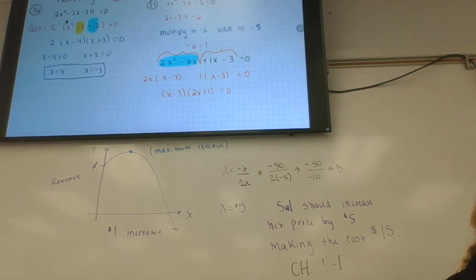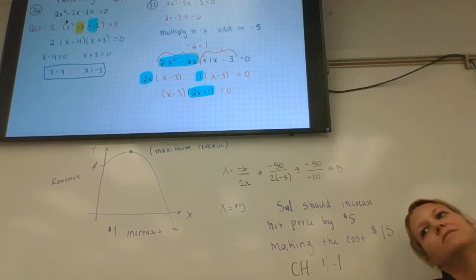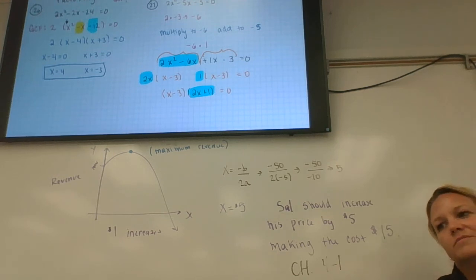These both divide by 2, right? So I put a 2x here. And then one here. And then they go together here. Yeah. Kaylee, come on. It's going to be all right. No, it says to solve. So set them equal to 0. Solve them.